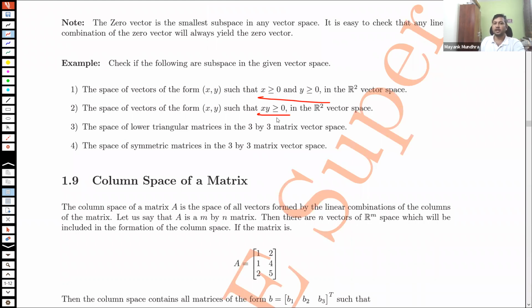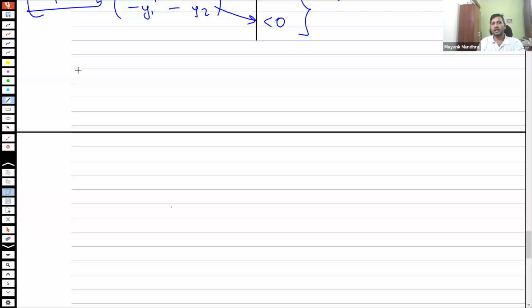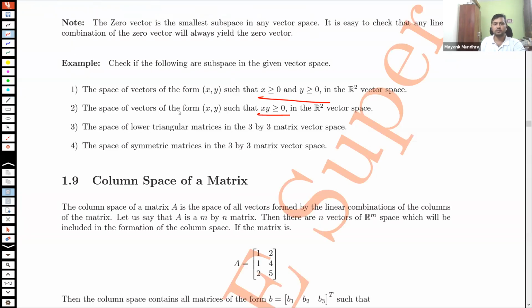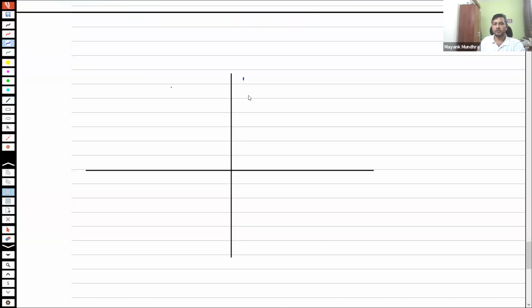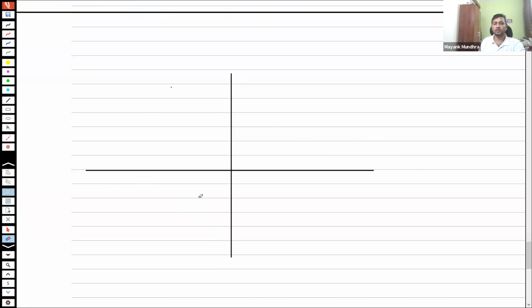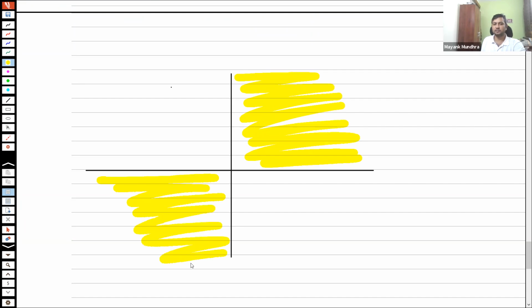The set xy greater than or equal to 0. So again, xy greater than or equal to 0 can be both in, so it will be vectors here and here. So it is basically the first and third quadrant. This region and this region. So I can take 2 vectors here, v1 and v2.